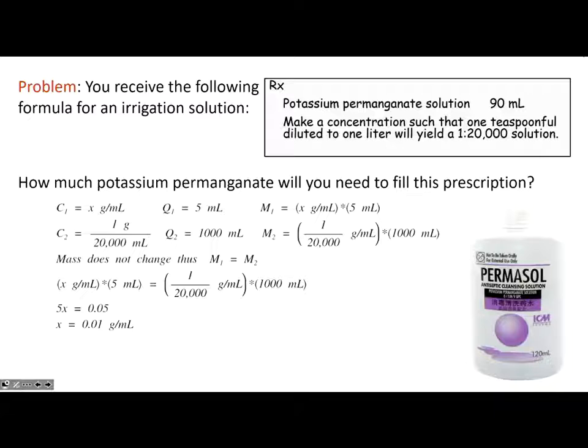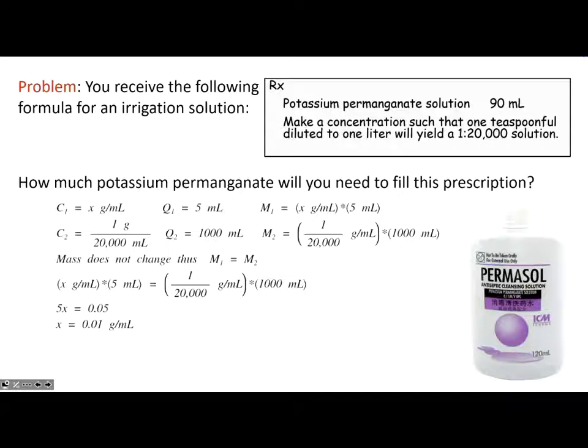What is the quantity? How much of that initial solution did it tell me that I would dilute? A teaspoonful. And you all remember the metric volume for a teaspoonful is how much? 5 milliliters. So I set my quantity 1 equal to 5 milliliters. I'm taking a teaspoonful, which is 5 milliliters, of some unknown concentration. That's C1 and Q1. What do I get in the end? Do I know what my final concentration is going to be? Yes, it's 1 to 20,000. I didn't even do the math here. I'm just leaving it that way, because it's a teeny number.